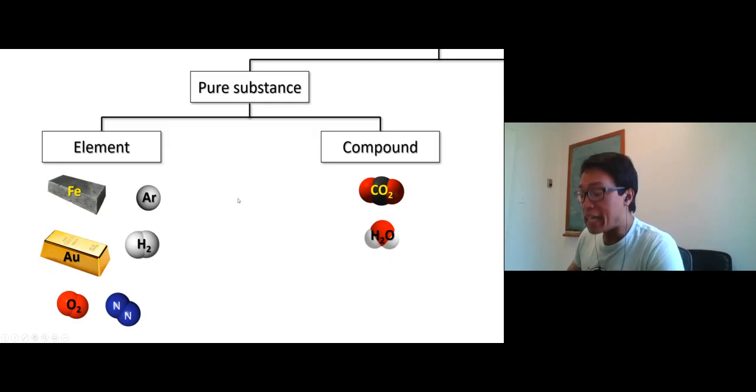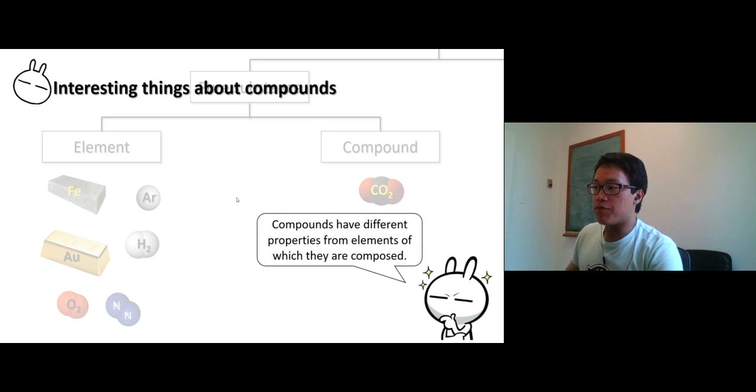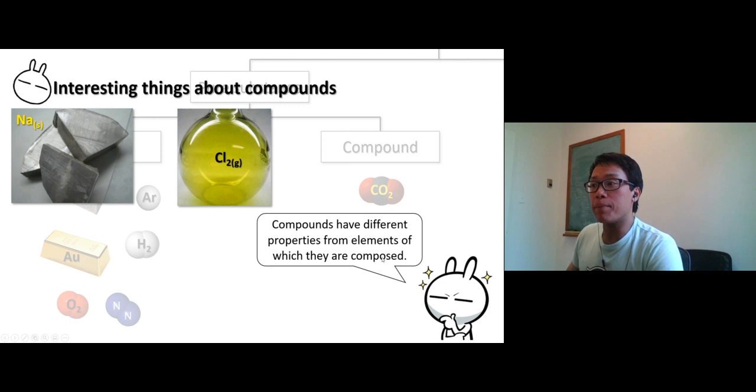All right, I got an interesting fact of atoms and compounds, elements and compounds. Okay, so here's what you should know about it. One, compounds have different properties from the elements of which they are composed. Here's the explanation. If I combine sodium and chlorine, the product has way different properties than what sodium has and chlorine has. For instance, sodium is a metal and it's really explosive, reacts violently with water.